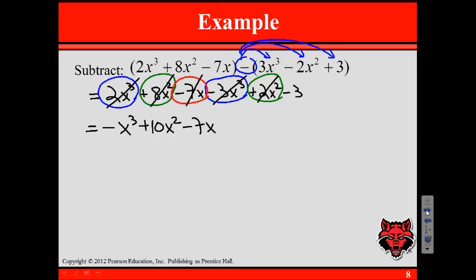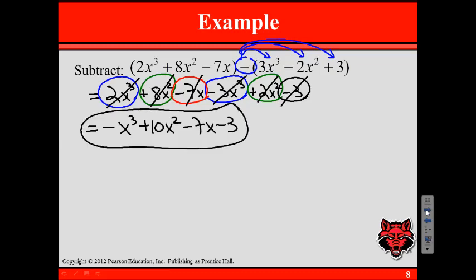The only term we haven't circled or crossed out so far is the minus 3. It is a constant term. There are no other constant terms, so we copy it down to the next line as well, and we are finished.